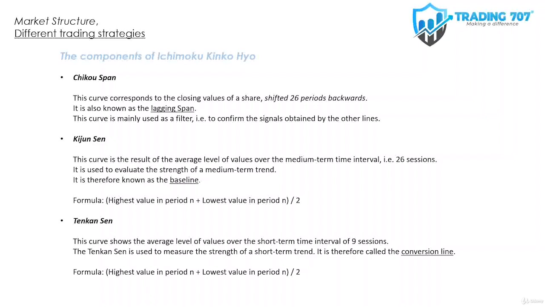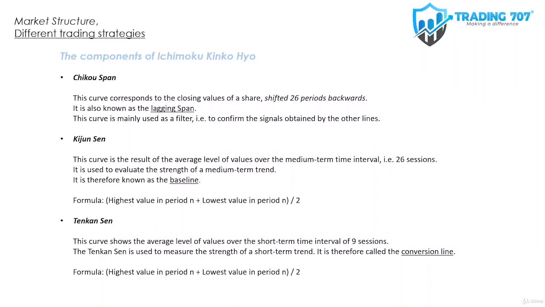The Kijun sen. This curve is the result of the average level of value over a medium-term time interval, thus 26 sessions. It is used to evaluate the strength of a medium-term trend. This is therefore known as the baseline. Its formula is clearly simple. Highest value in a period plus lowest value in a period, divided by 2.